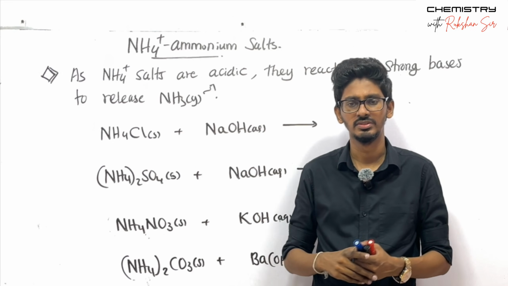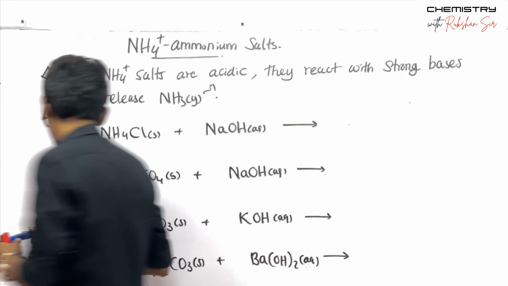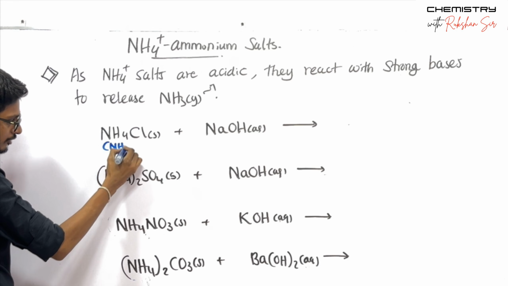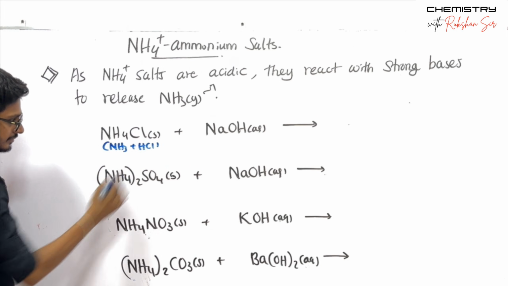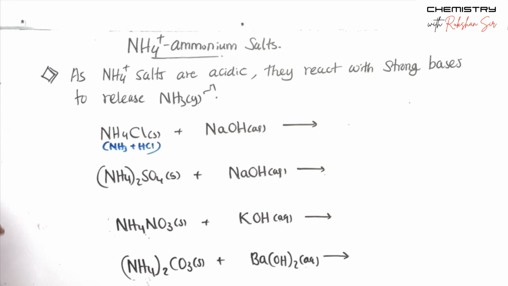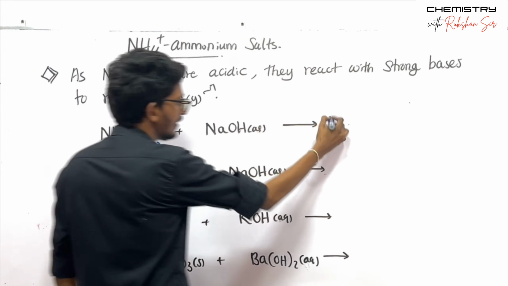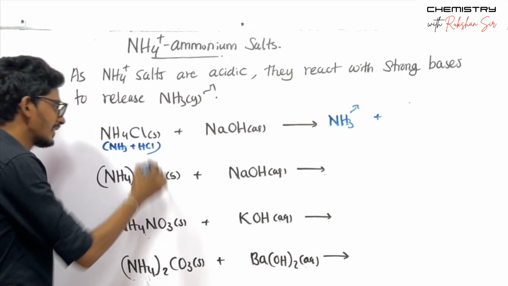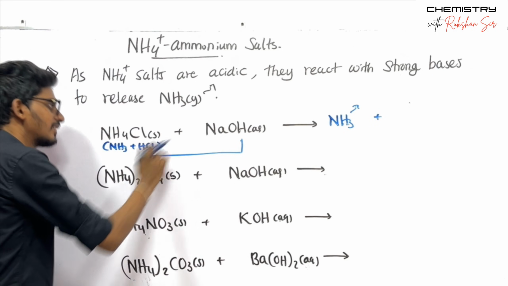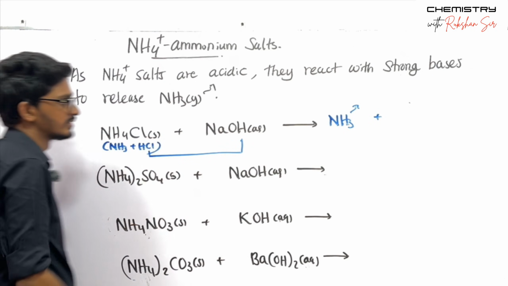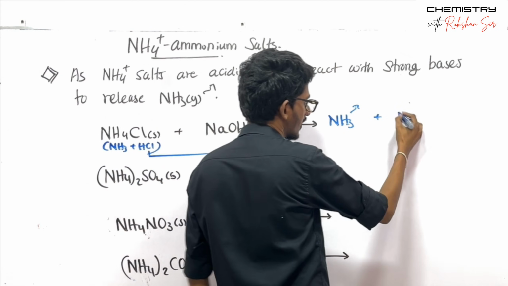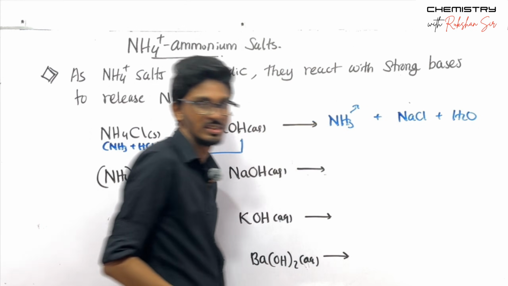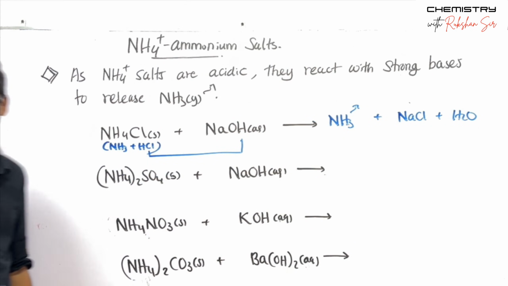Nothing to worry. NH4Cl can be seen as a combination of ammonia plus HCl. So first release the ammonia and react the acid with the base, HCl and NaOH, to give salt and H2O. See how easy it is to come up with the products.